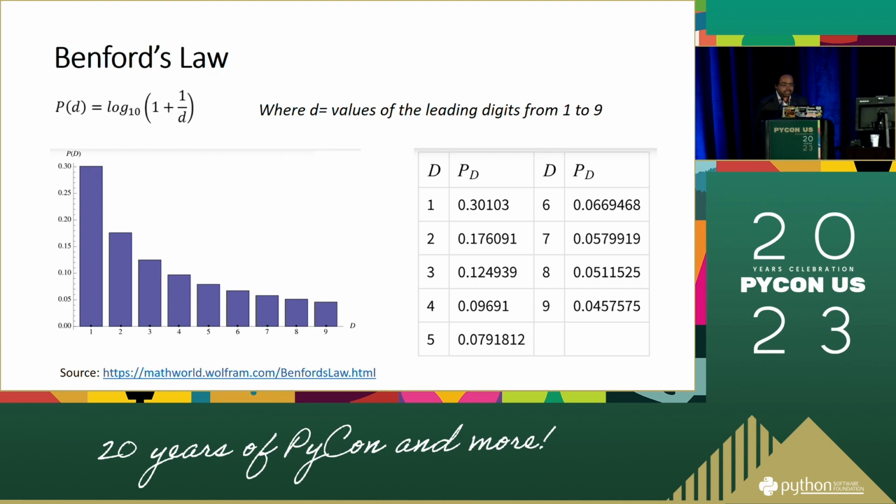Now, this is a law. Basically, P of D is equal to log of 1 plus 1 by D to the base 10, where D is the values of leading digits from 1 to 9. So what is the approximate percentage? You can see here, number 1 is approximately 30%, 2 is 17%, 3 is 12%, right?